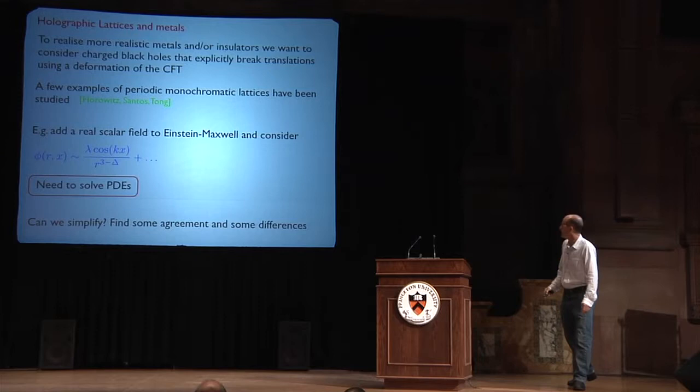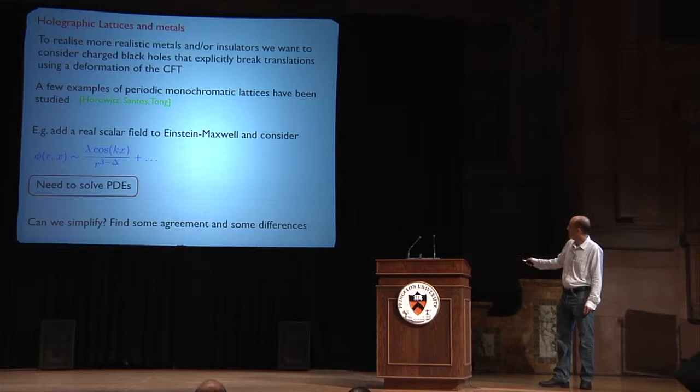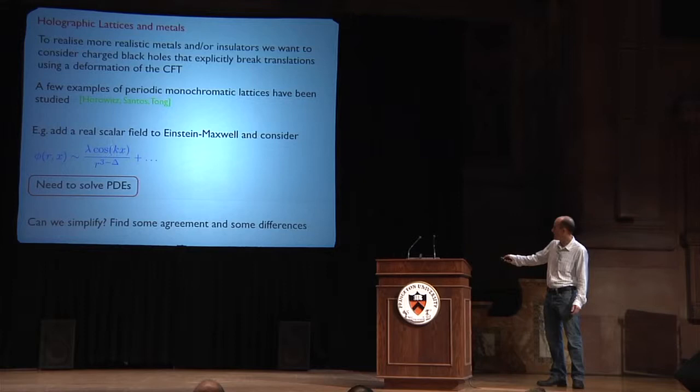So they constructed some periodic and monochromatic lattices in a couple of contexts. One context was this Einstein-Maxwell theory coupled to a real scalar field. So you demand that your black holes have the scalar field that at infinity, at the AdS boundary, behaves like lambda cos kx divided by the appropriate fall-off to correspond to a source for the dual operator. So you're adding to your Lagrangian a source which is modulated, in this case, in just one spatial direction, x, and by one wave number k, and that's why I call them monochromatic, and lambda is the strength of that lattice deformation.